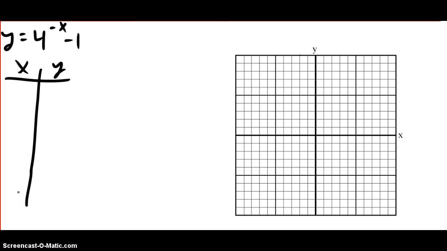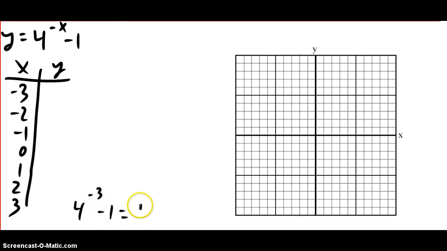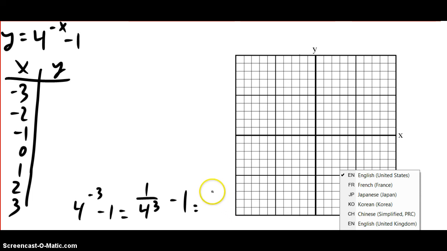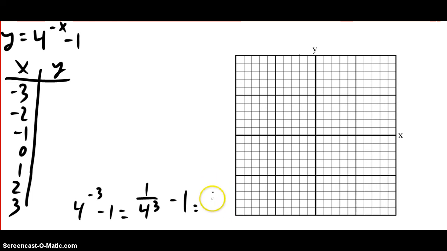Okay, same thing where we do these same x values. Now over here we have 4 to the negative 3 minus 1. So that's the same thing as 1 over 4 cubed minus 1. Right? So 4 cubed is 64. So we have 1 over 64 minus 1. So if you do a common denominator there, that's actually negative 63 over 64.